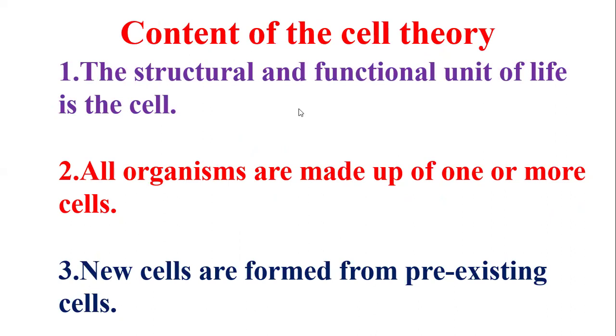There are three contents of the cell theory. What are they? The structural and functional unit of life is the cell. All organisms are made up of one or more cells. New cells are formed from pre-existing cells.